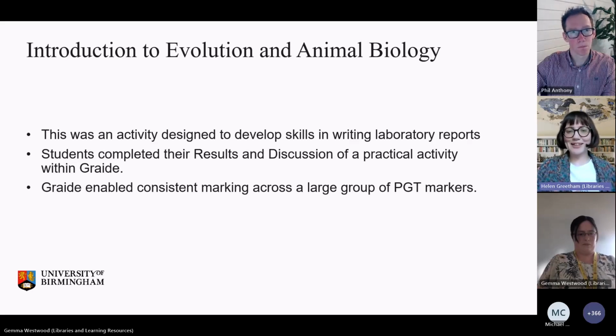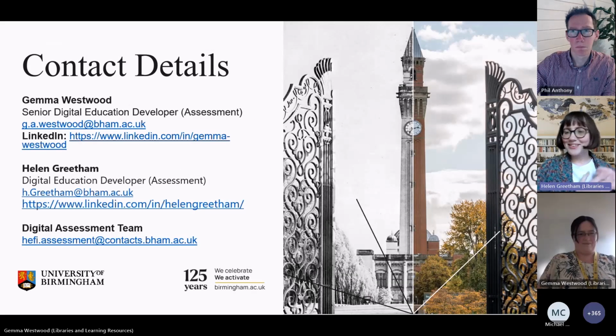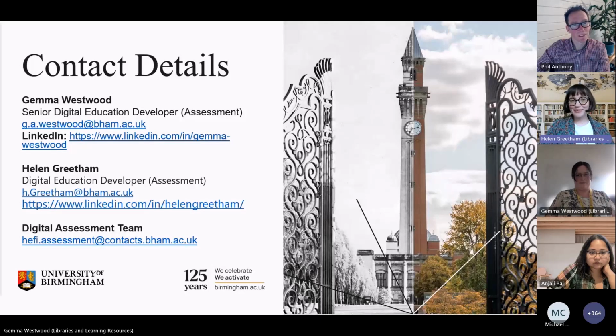I know we're out of time, but that's just a couple of examples of how it was used. In terms of what we're going to do next, we're really looking into paper script scanning and that space, and just trying to widen out the use of it and see where else it might be useful in other subject areas, and monitoring feelings about it and continuing to chase up that proof of concept and see how that wider rollout's going. And those are our contact details if you'd like to find out more about that project and about what we're working on.